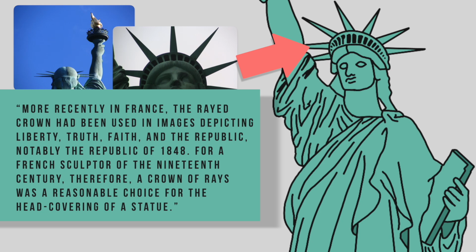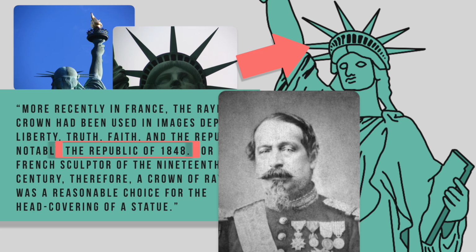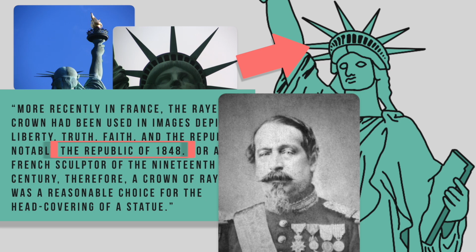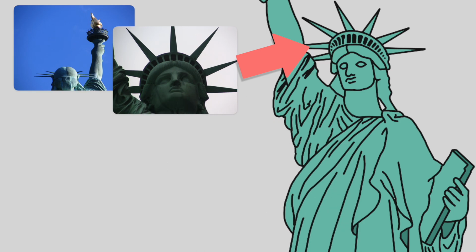Democracy came in fits and starts in France. The Republic of 1848 was the Second Republic and was ended just 3 years later by Napoleon III. So the crown itself became another ray of light illuminating the sacred Enlightenment ideals and a hope for democracy.